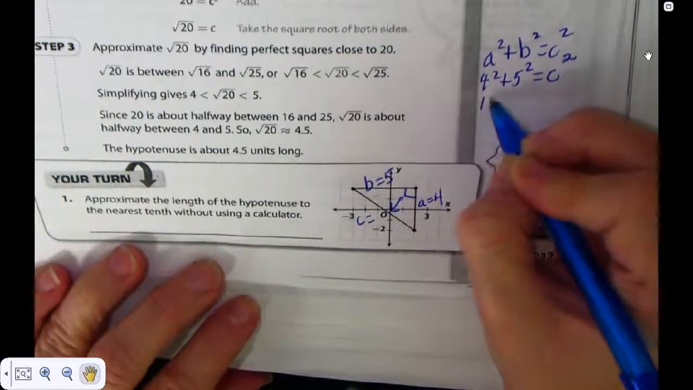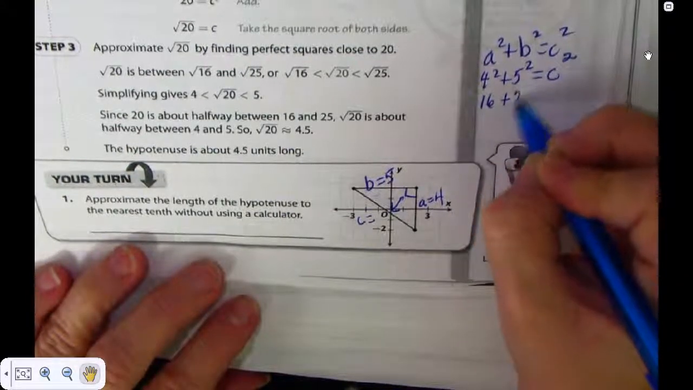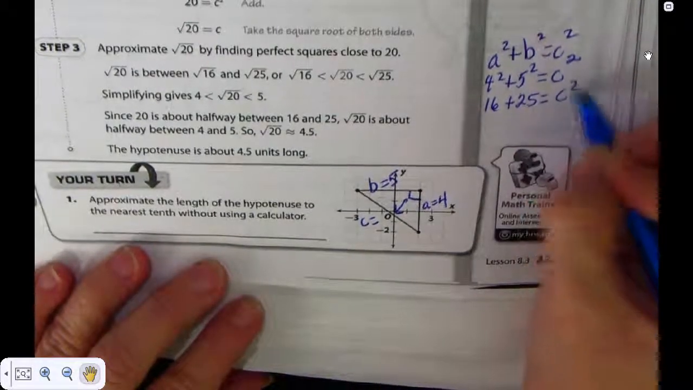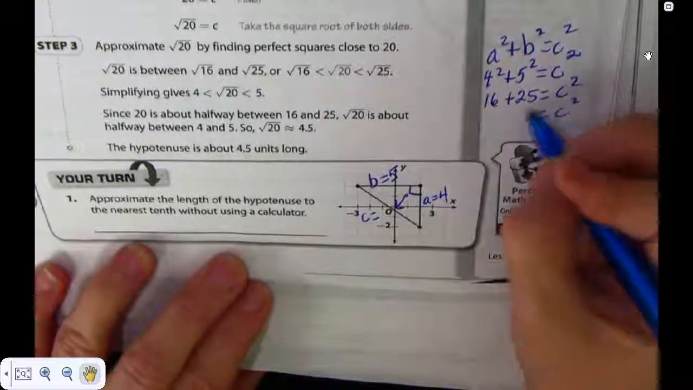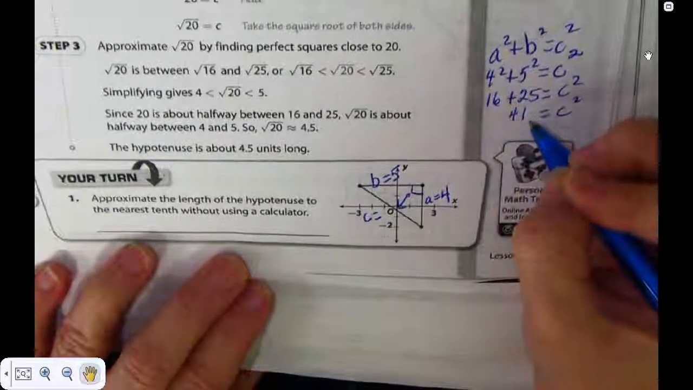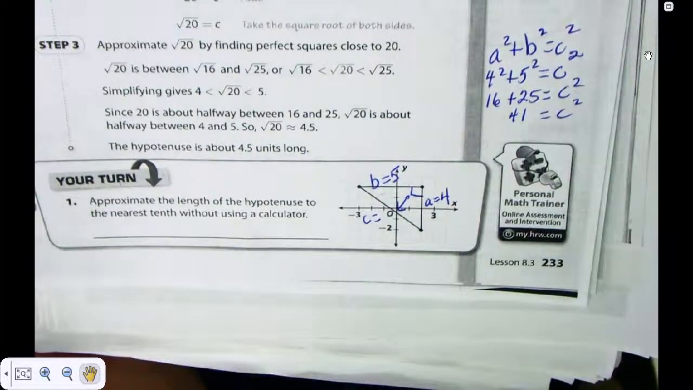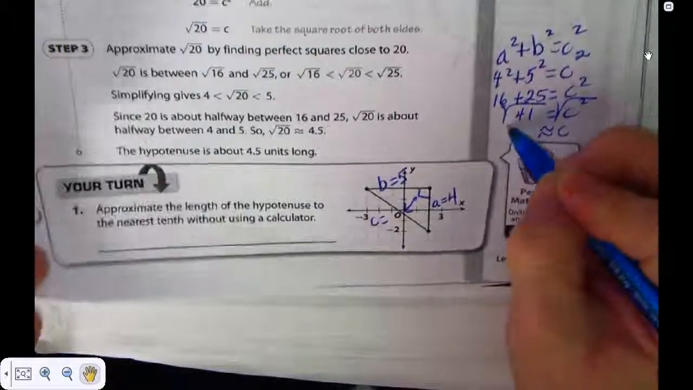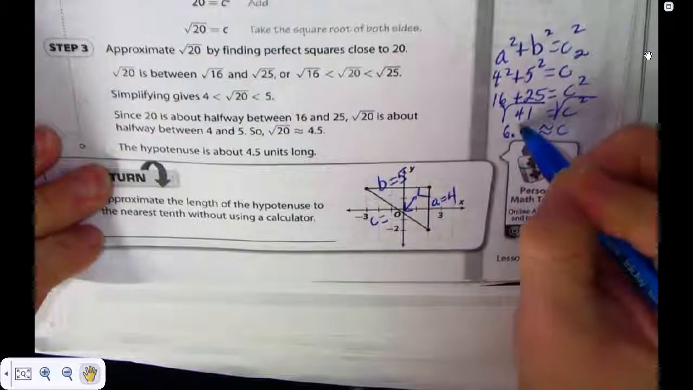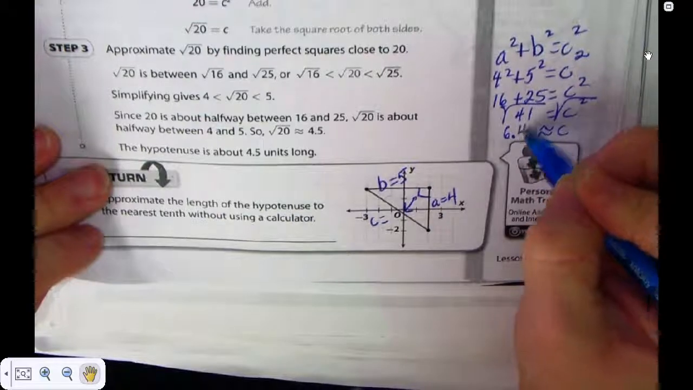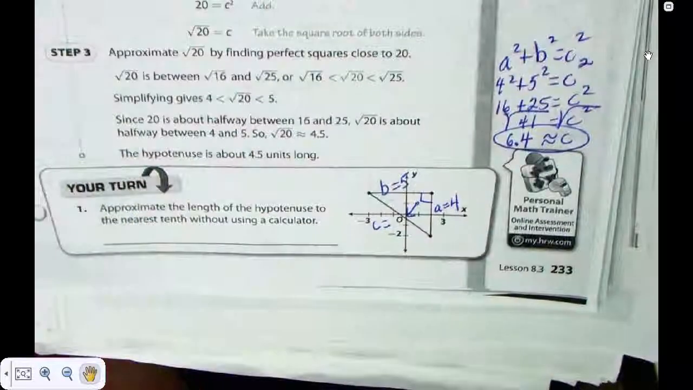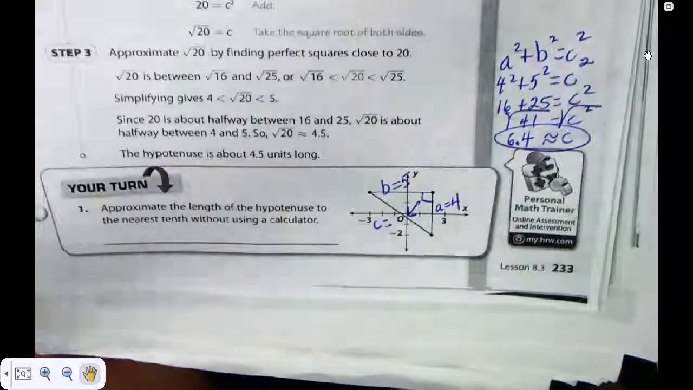Third line, everybody. 16 plus, guys, should I hear clickety-clack? I think we all know 4 squared and 5 squared. Okay, what's 16 plus 25? 41. Now let's stop. Am I finding the area of that side or the side? The side. So I've got to get the square root. So C is about 6.4. Good job. Now, guys, is 6.4 bigger than 5 and 4? Remember, your side C has to be the longest side.